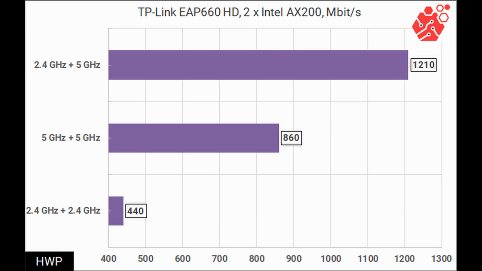But still, in our case, the performance of the device was limited to 1.2 gigabit per second, and this speed was achieved only with simultaneous connection over two bands, 2.4 and 5 GHz. The performance towards uplink and downlink did not differ.